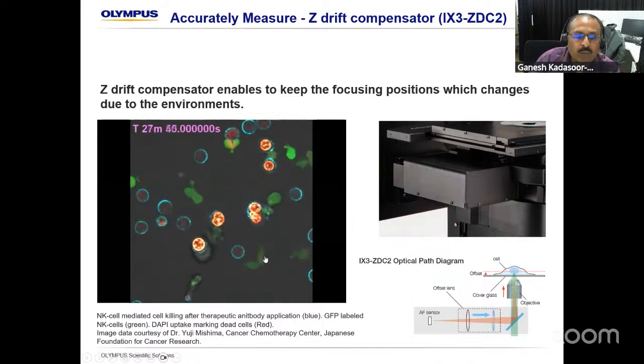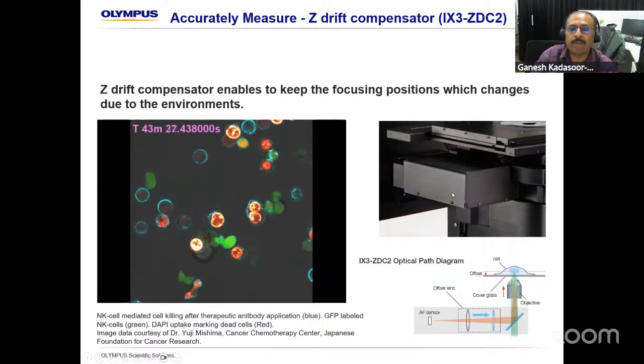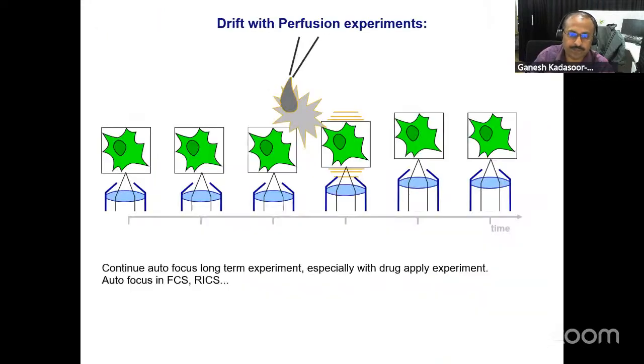So to do this one, you need to focus the specimen in the same region, and it is done by a device called a drift compensator. It will make sure that your sample is in focus throughout your experiment, and it will allow you to image your samples for hours together. Suppose you want to do drug delivery: you keep on imaging, you add a drop of drug. The moment you add a drop of drug, your sample may go out of focus.